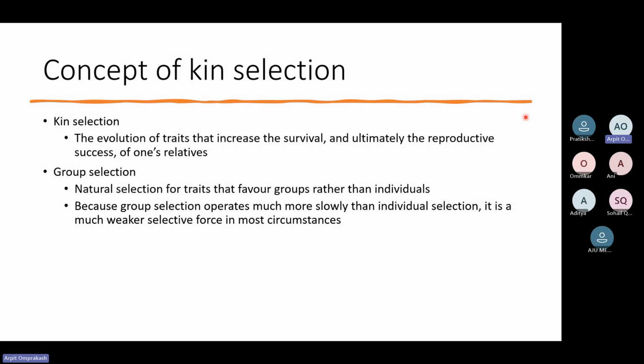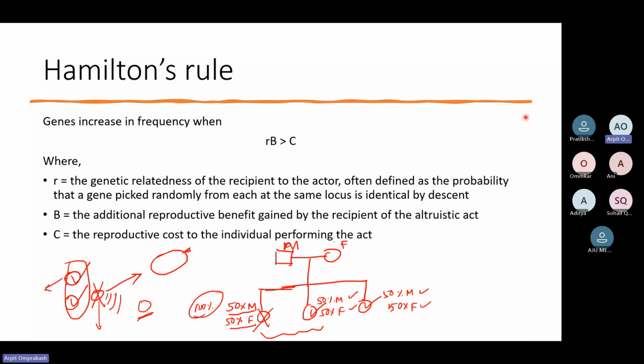Then we talked about group selection. So basically, natural selection working at the level of groups rather than individuals. So it's natural selection leading to the adoption of traits that favor groups rather than individuals. Group selection is a slightly weaker selective force than individual selection, because it operates much more slowly. Then we talked about Hamilton's rule, where basically we saw the cost-benefit relationship.